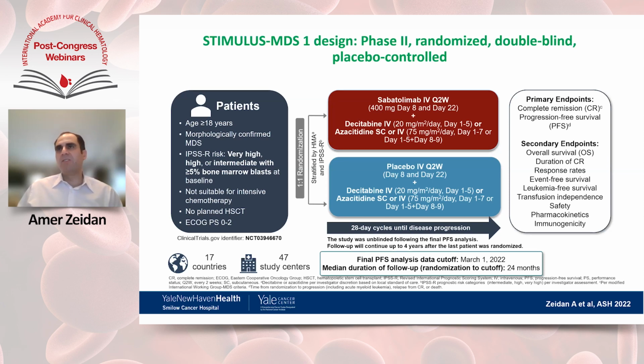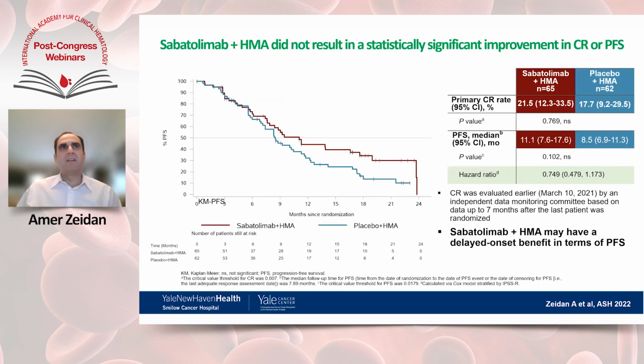This is a randomized phase 2 study conducted in 17 countries, more than 47 centers, in adult patients with high-risk MDS. And the patients were randomized to receive azacitidine or decitabine at the choice of the physician, plus or minus sabatolimab. The primary endpoint was CR or progression-free survival. The primary endpoint of this study was not met. It was not statistically significant.